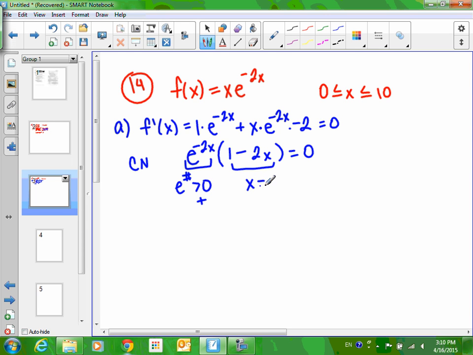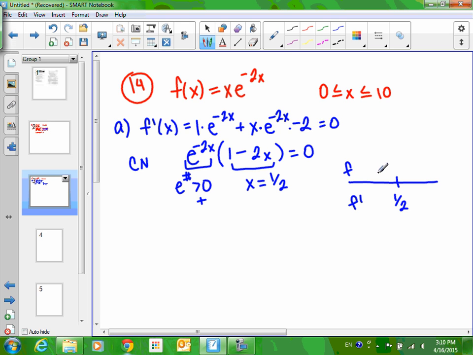So when you set 1 minus 2x equal to 0, what does x equal? 1/2. Okay, so this is a possible max or min. Right, so I'm going to go ahead and make a chart over here. 1/2, down here, f prime, up here, f.